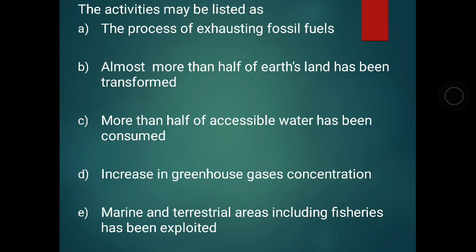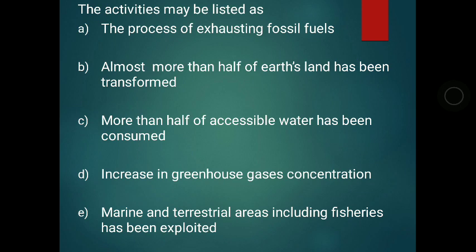Almost more than half of Earth's land has been transformed. So when it has been cut, the vegetative growth has been cut to a major extent. Next, more than half of accessible water has been consumed. So mainly we have it in the ice caps, groundwater, and in the rivers. More than half of it has been consumed, or most of it is polluted. We can't drink seawater, right? So that is the case.